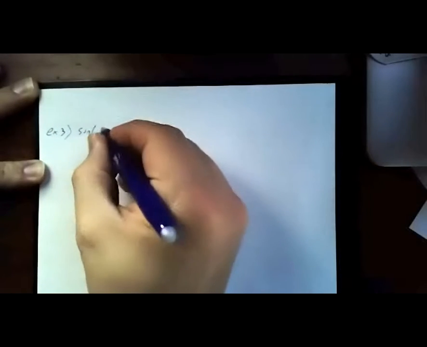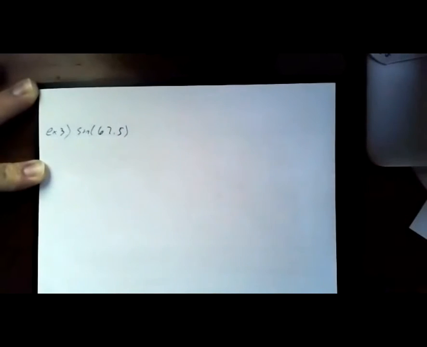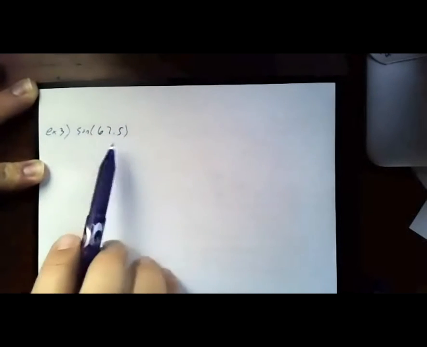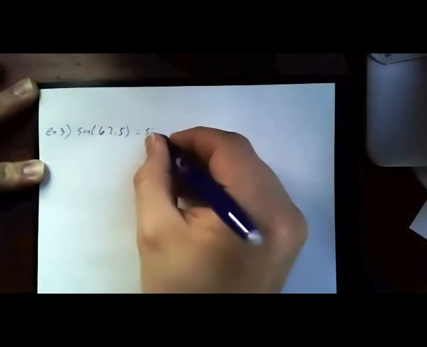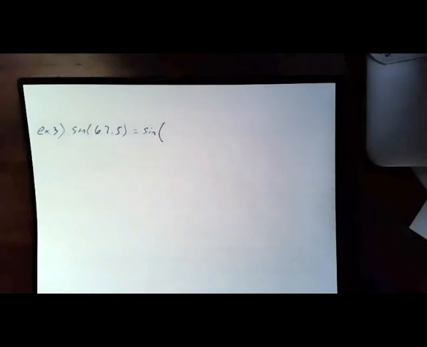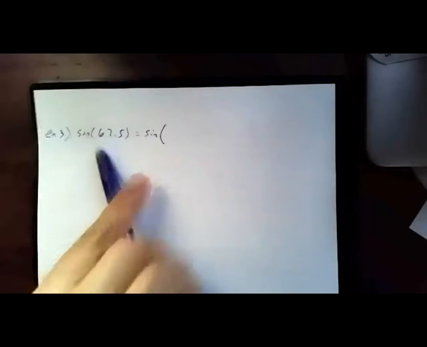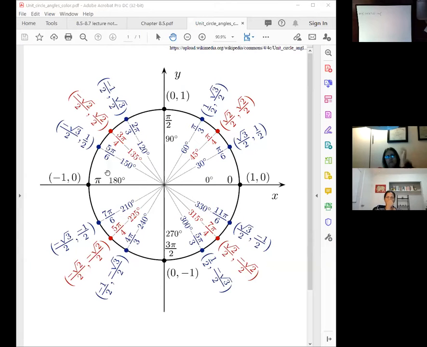So sine of 67.5. We have to pick an angle. If we double this and then cut it in half, does it appear on the circle? So we can force a half angle formula. What is 2 times 67.5? 135. Is 135 on the circle? Yes. Since it's on there, we will rewrite the question as 135 over 2.